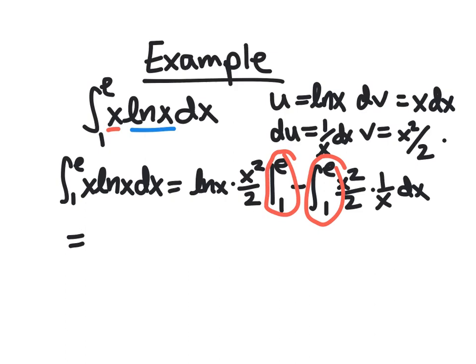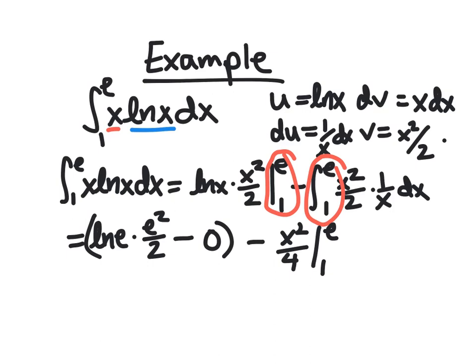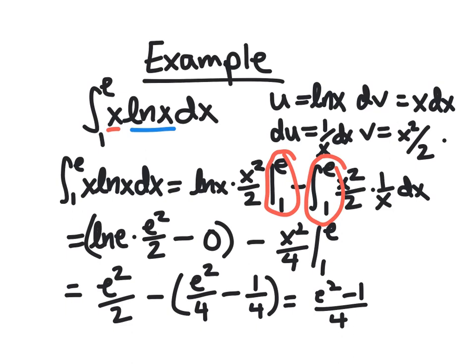So we get over here ln of e times e squared over 2, and then the natural log of 1 is 0, and so that's why I just have 0 over here. And then just simplifying, we got x over 2, its antiderivative is x squared over 4, and then we'll just quickly evaluate that. The natural log of e is 1, so we just get e squared over 2. Then we have e squared over 4, and of course e squared over 2 minus e squared over 4 is e squared over 4, and then we're adding a fourth, so e squared plus 1 over 4.